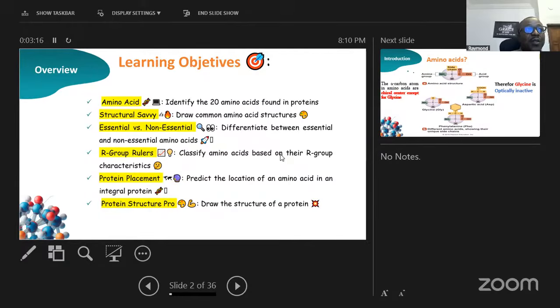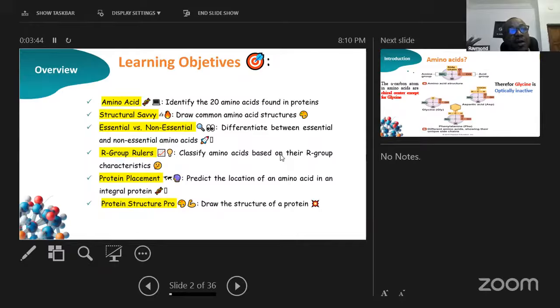So we also look at protein placement, how we can actually predict the location of an amino acid in a protein, either an integral protein, a peripheral protein, or an anchor protein, for those of us that are in biochemistry. I'll try as much as possible to also give more foundation to people that are not in biochemistry so that they can follow us through in this lecture.